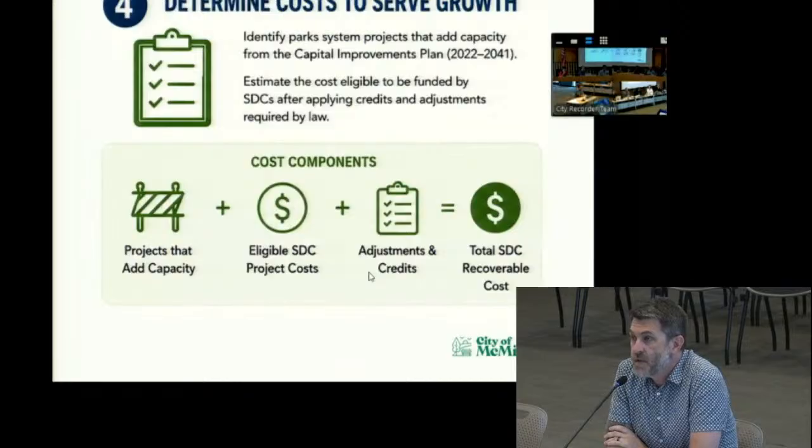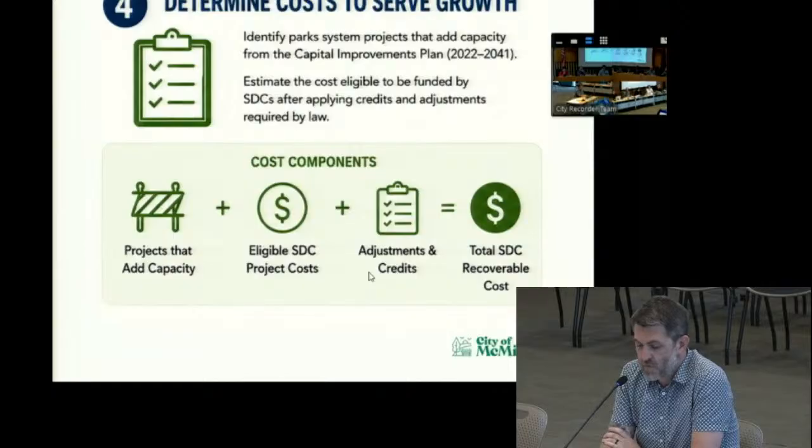Next, we take the CIP to accommodate that growth. The assumptions that were made in the PROS plan were that the existing park system is correctly sized for this population. So any further population growth would be an expansion of the park system at that same proportion. So that was the capital improvement plan that was designed in the PROS plan. And then from that, we calculate how much of those projects have a SDC recoverable cost to them. So are they expansion projects? Is there any adjustments or credits needed? All of that.